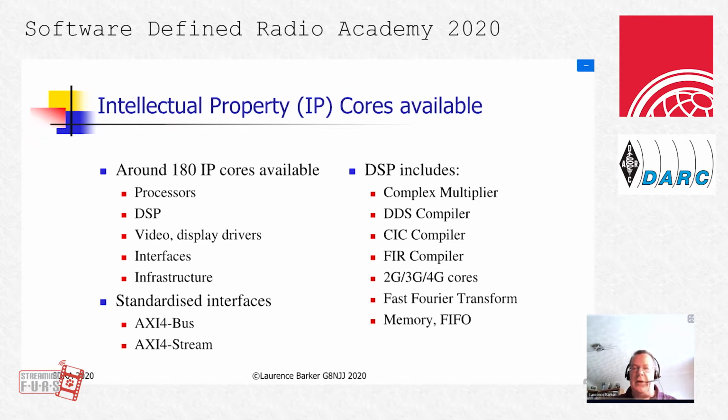There's a lot of DSP functions available. It's got all of the functions that we need to make an HPSDR and quite a lot more. If you wanted to make yourself a 4G base station, most of the signal processing you would need is there. If you want a fast Fourier transform, it's there. There's memory and there's FIFOs and quite a lot of other DSP functions.